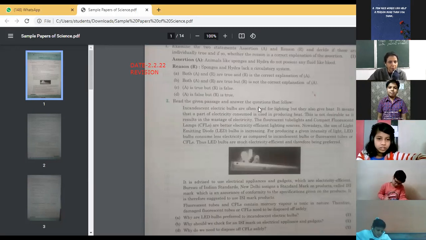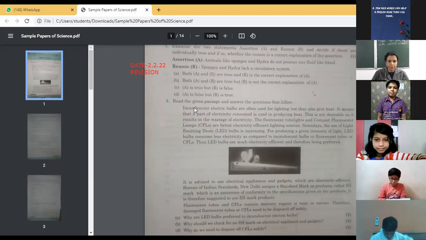Read the given passage and answer the questions that are below. Yes, Jen, read this paragraph. Kindly switch on your cameras. Incandescent electric bulbs are often used for lighting, but they also give heat. It means that a part of electricity consumed is used in producing heat. This is not desirable as it results in the wastage of electricity.